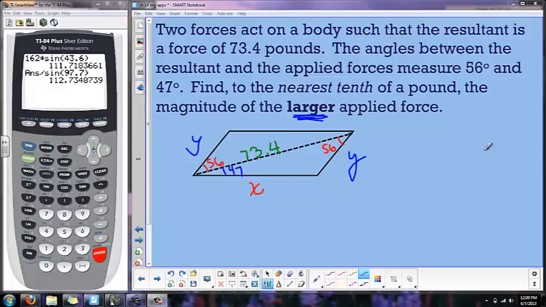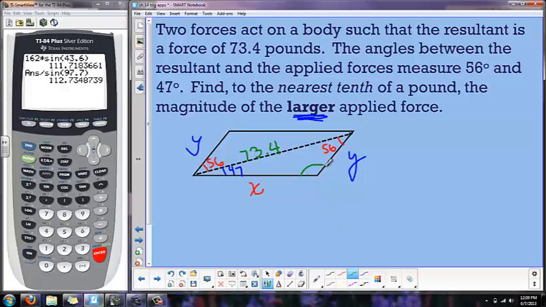Okay, so let's finish off this problem, and then that will be it for this chapter. So we figured out that we have two of the angles of the triangle, and we have the resultant force, and we're looking for the larger applied force, and I think that's probably going to be X. But just to be sure, we want to make sure by solving for both of them.